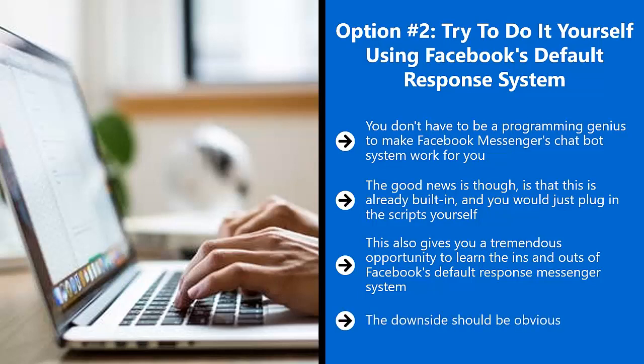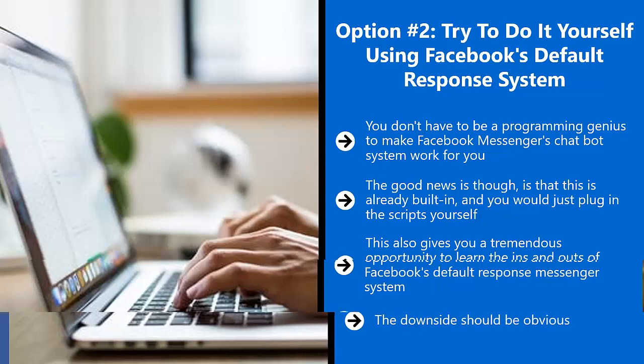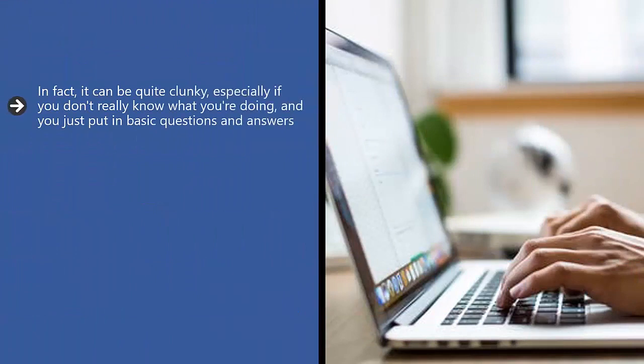The downside should be obvious. This option doesn't really unlock the full range of capabilities that Facebook Messenger automation brings to the table. It just gives you the very basic. In fact, it can be quite clunky, especially if you don't really know what you're doing and you just put in basic questions and answers. A lot of the questions may not be on point.